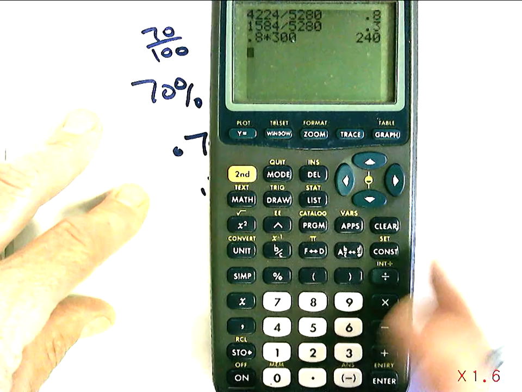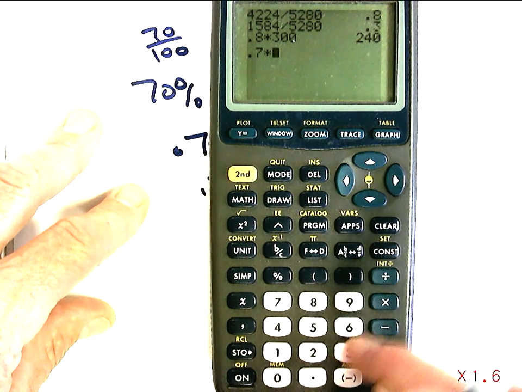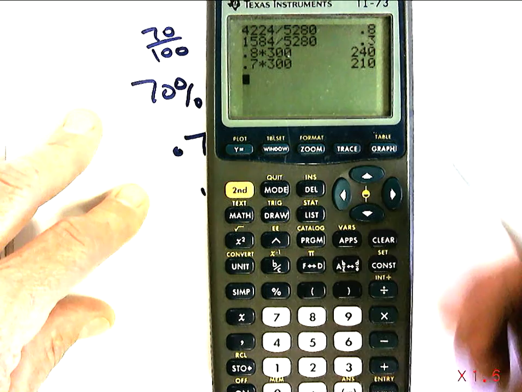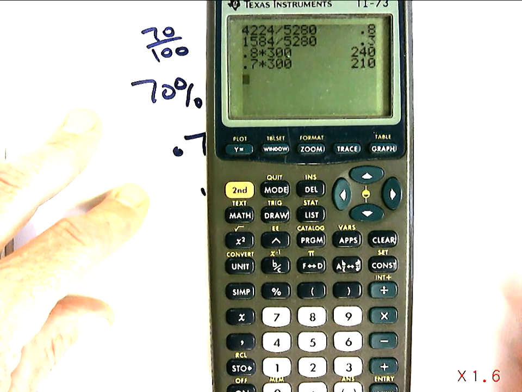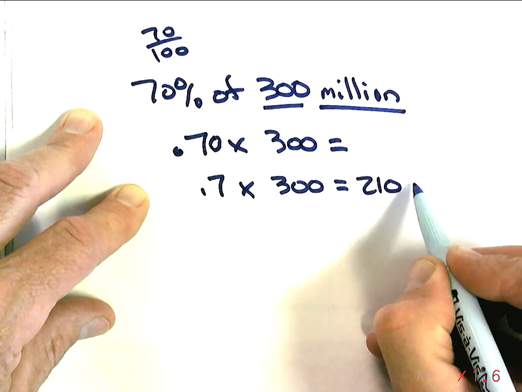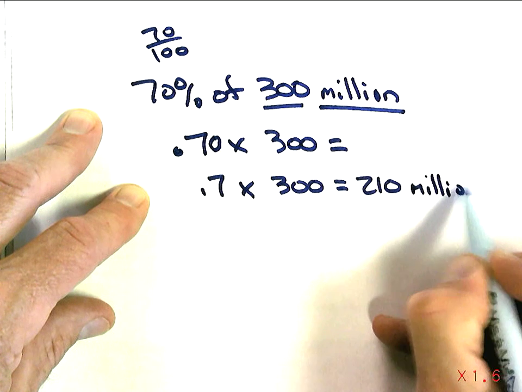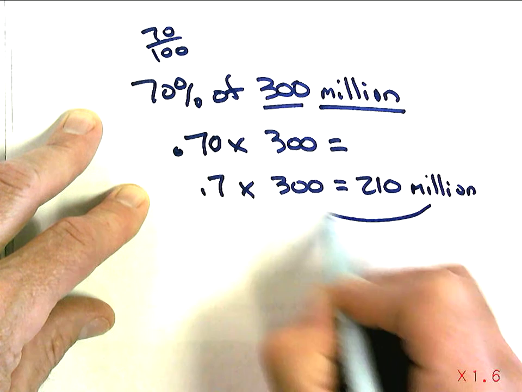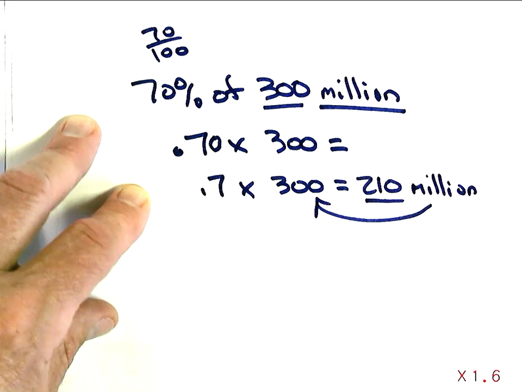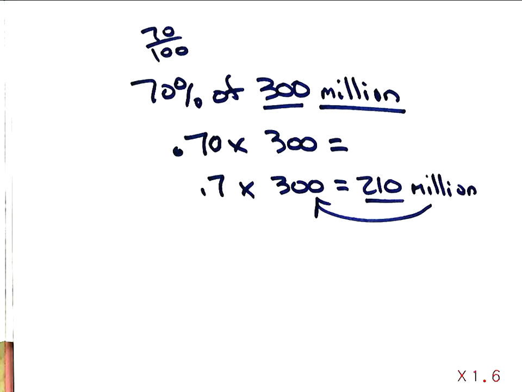So now I'm going to just take that 0.7 times 300, and I will get 210 million. And I'm going to keep that 210 million. This is really 300 million. 210 million would not illegally download music from the internet.